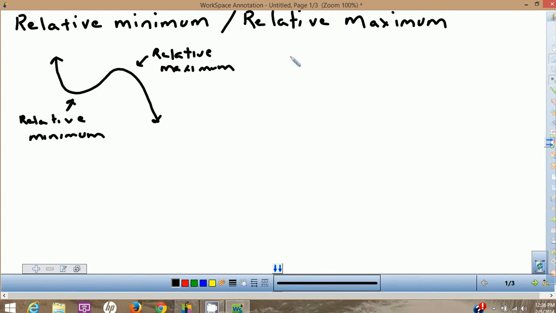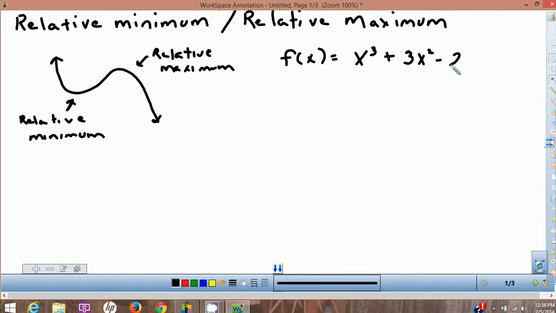Well, we can find those on our calculator. Remember we talked about when we were graphing that we didn't necessarily know how high or how low those hills and valleys went in our function, but I can find that exact value, or at least the decimal approximation of it, using my calculator. So let's use the function f of x is equal to x cubed plus 3x squared minus 24x. If I graph this on my calculator, then I get a function that sketches like this.